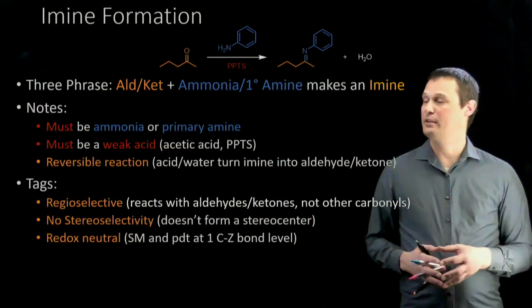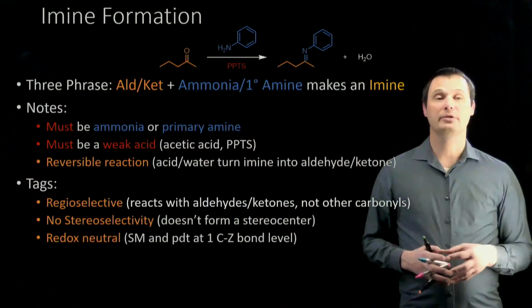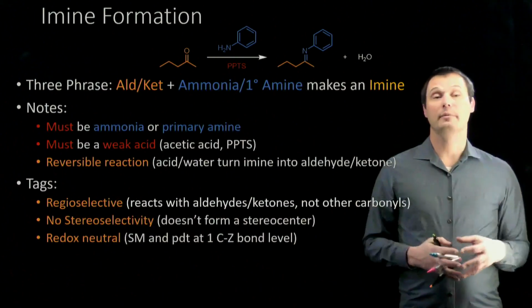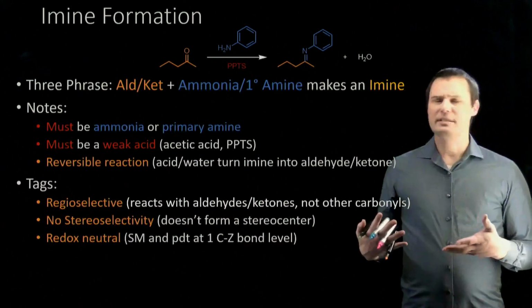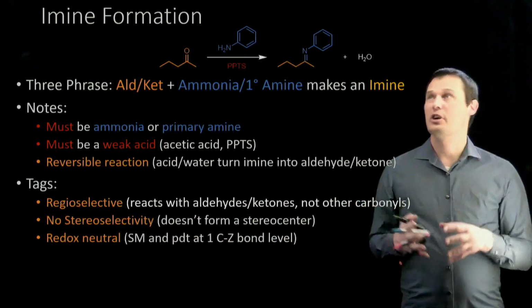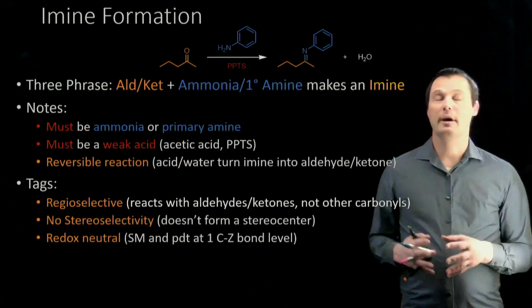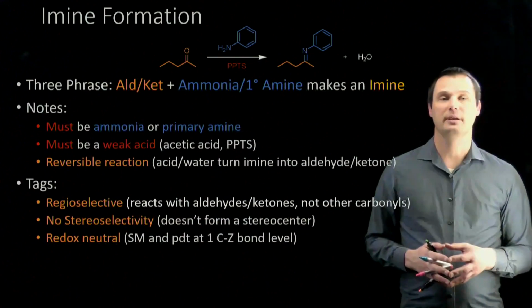This is a regioselective reaction. It only works for aldehydes or ketones. For other carboxylic acid derivatives, we don't form an imine. If it reacts, we form an amide. This really doesn't have any stereoselectivity to talk about. There's no new stereocenters in the product. And this is a redox neutral reaction. Both the starting material and the product are at the 1 C–Z bond oxidation level.